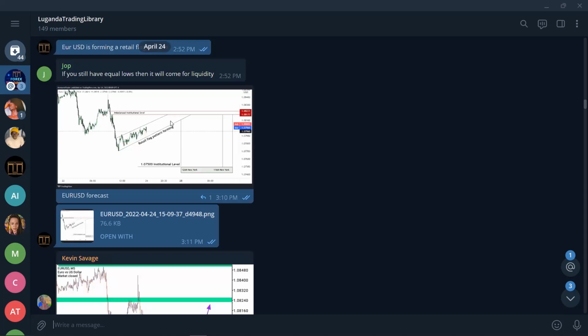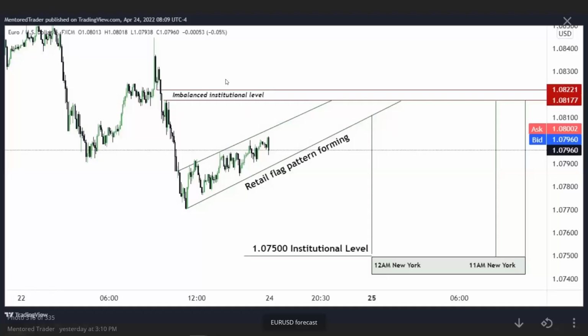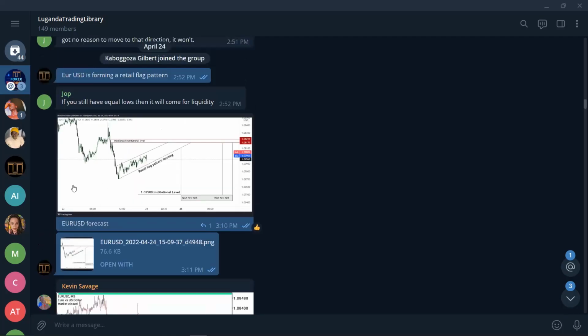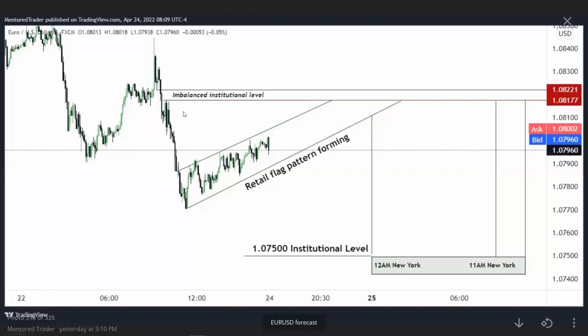Okay, so this is the thing that I sent on Friday. When was this? I can't remember, but I remember sending this same pair. This is a flag pattern that will shoot high, at least with the institutional level, then it drops. Okay, why did I do this? It's because I saw a flag pattern forming. Then after the flag pattern, what do we have?